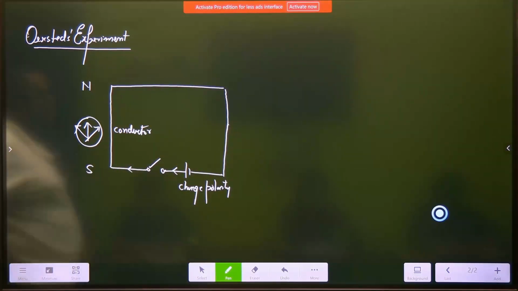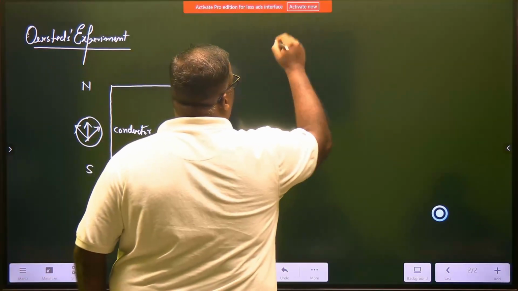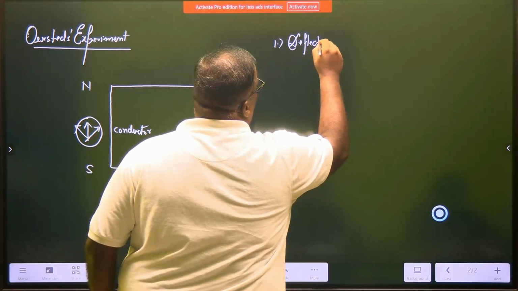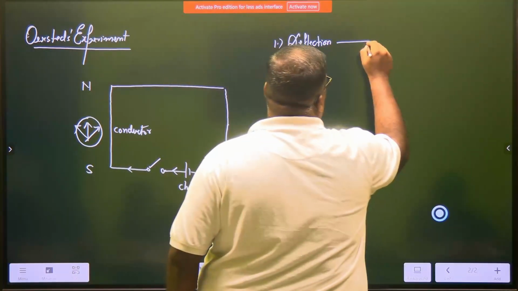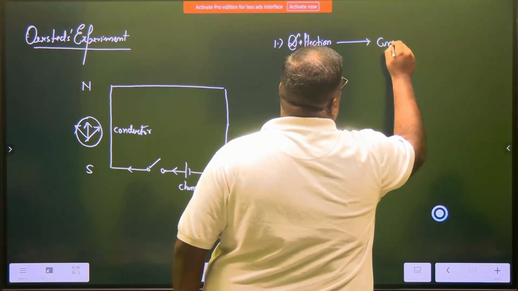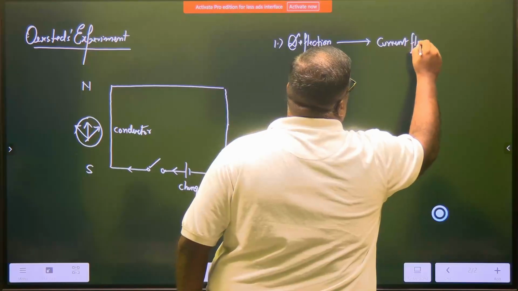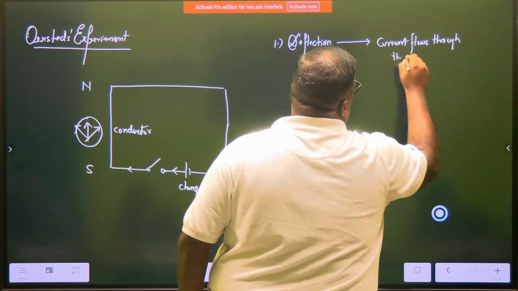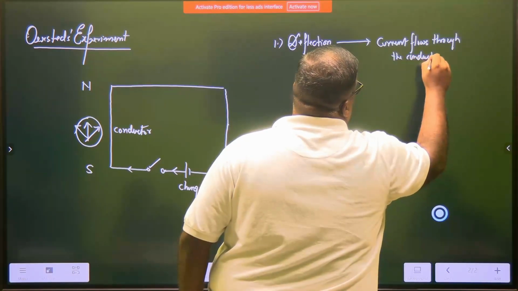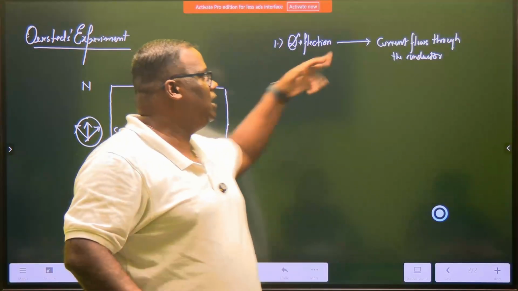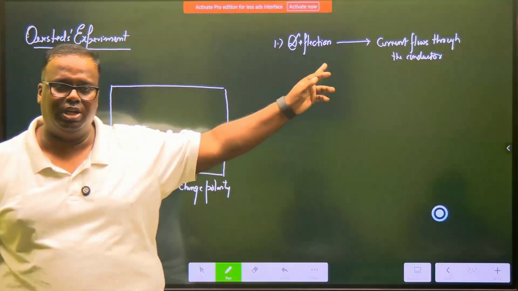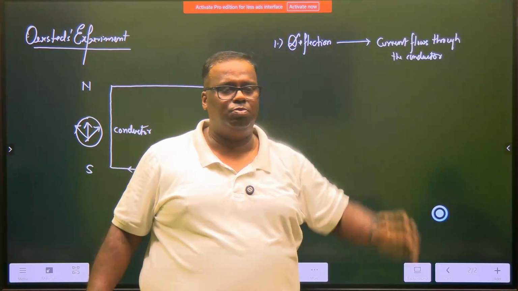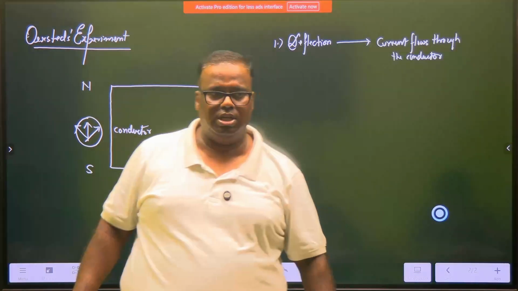So the first thing we saw was that there is a deflection when current flows through the conductor. Okay, children, are we clear on this? The deflection will be there as long as the current flows through the conductor. If there is no current flow, the deflection is restored back and the compass points towards the geographical north and south position. Is this clear?